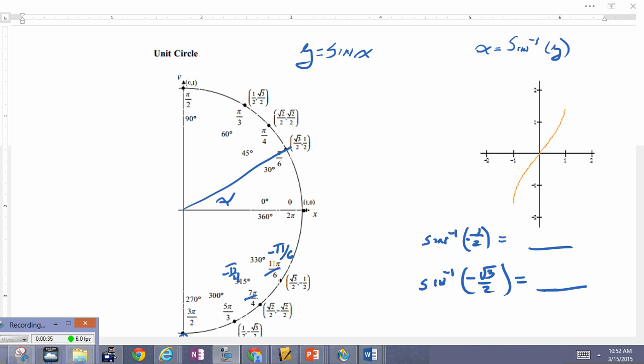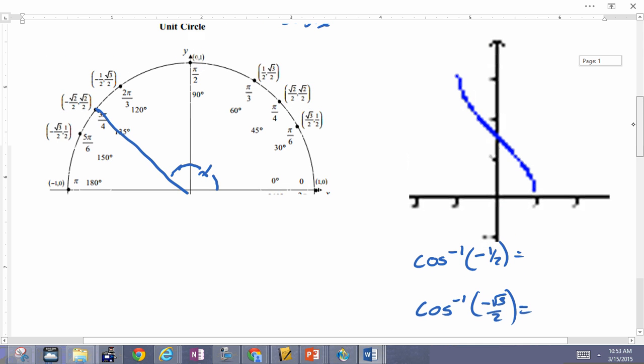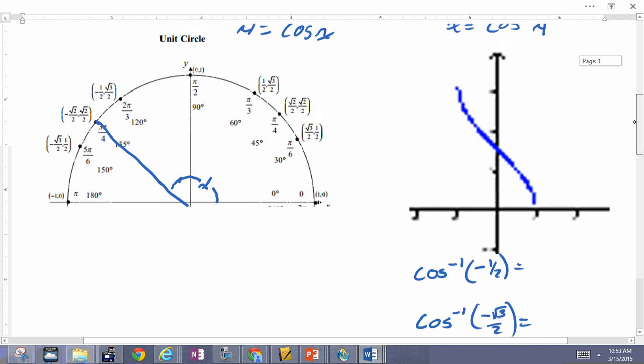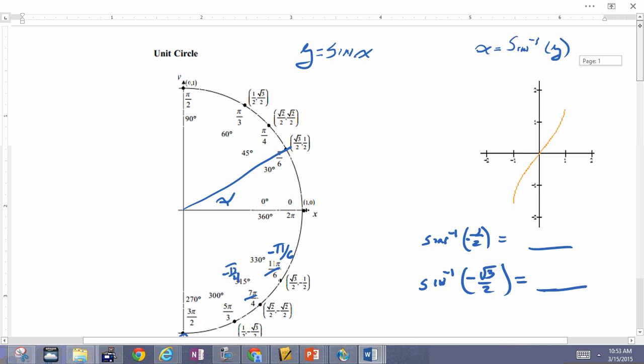Now, you're saying, why do I only have the half of the unit circle? Well, and we'll show you this momentarily, the right half of the unit circle is what we're going to use to evaluate inverse sine, and the upper half of the unit circle is what we're going to use to evaluate the inverse cosine. So let's do the right half with the inverse sine.